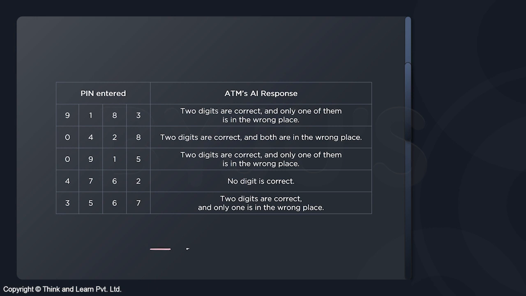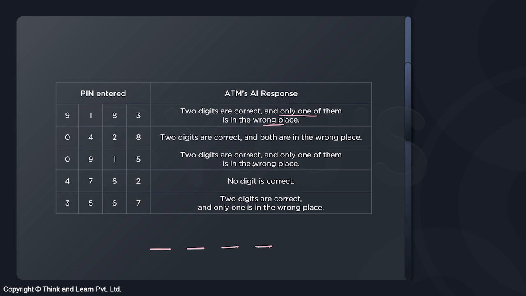Whatever the 4-digit pin is, about 9183 he says two of the digits are correct. For example, let us assume that 9 and 1 are correct. One of them is in the wrong place. So out of 9 and 1, one is in the right place, one is in the wrong place. That means either 9 is actually at the first position in the actual pin and 1 is somewhere else, or 1 is actually at the second position in the actual pin, 9 is somewhere else. So that way he is telling that 2 digits are correct and one of them is in the wrong place.